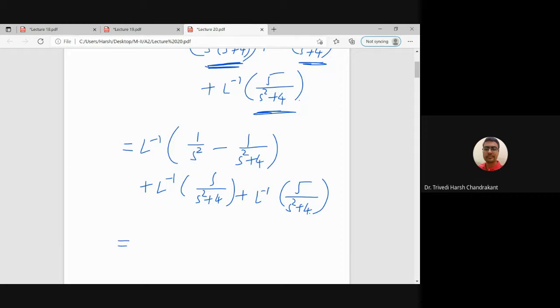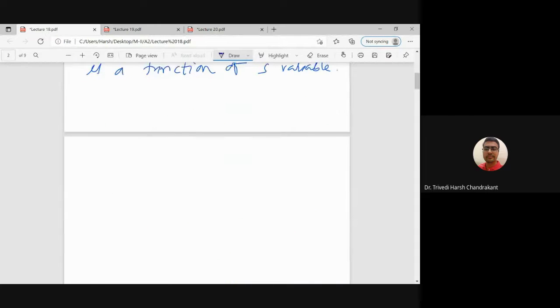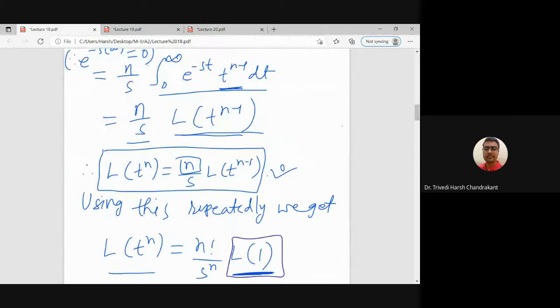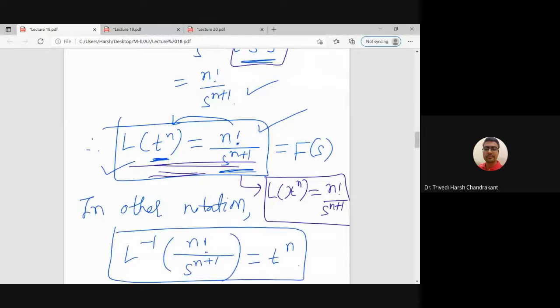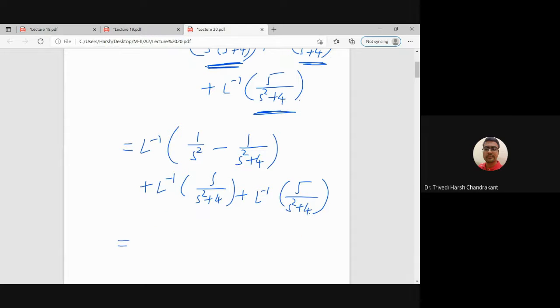Okay, so now we know the Laplace transform of t^n. Laplace transform of t^n is n factorial divided by s raised to n plus 1. So that means the Laplace inverse of 1 divided by s^(n+1): in that case, n factorial will go in the denominator, right? So here the first term is of that form, the Laplace inverse of 1 upon s². So that will give us t, right? What is the Laplace transform of t? That is 1 factorial divided by s². So that we use here. Now, which function has Laplace transform 1 upon s² plus 4?